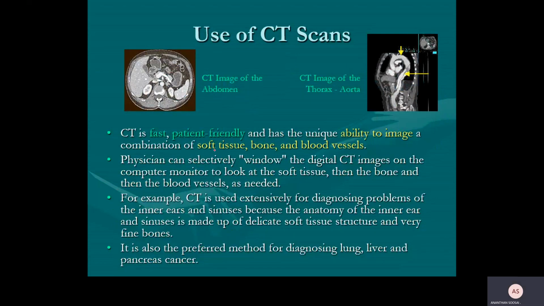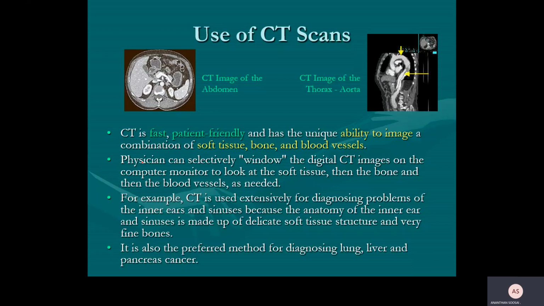Okay, so CT image. Comparing CT with MRI, the only advantage of MRI is no radiation. CT scan has radiation. Other than that, everything else about MRI is a minus.